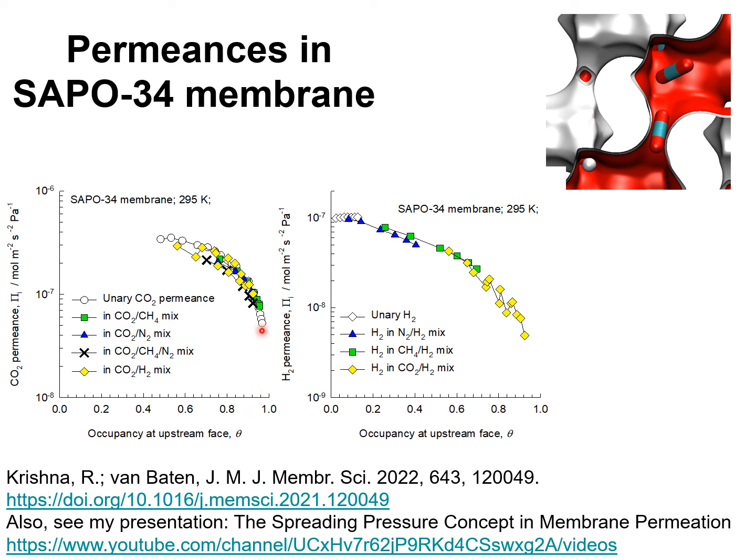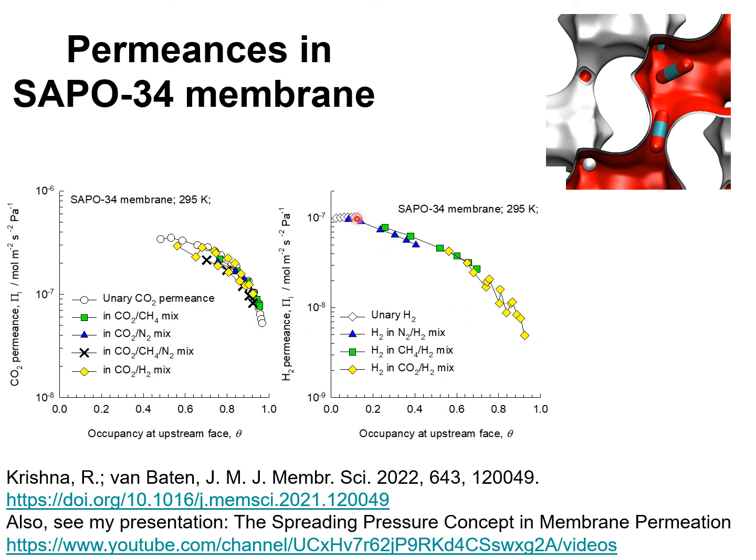We note that the component permeances of CO2 in any mixture, be it carbon dioxide-methane, carbon dioxide-nitrogen, carbon dioxide-hydrogen, or a ternary mixture of carbon dioxide, methane, and nitrogen, are the same in the mixture as the unary permeances. The same is true for hydrogen.